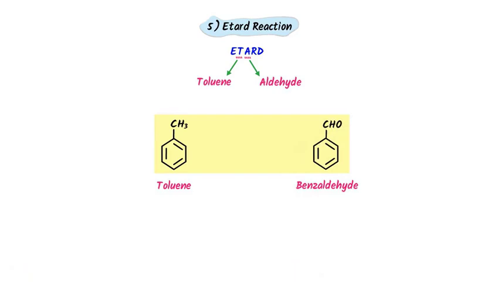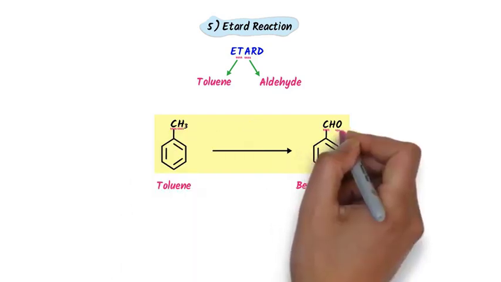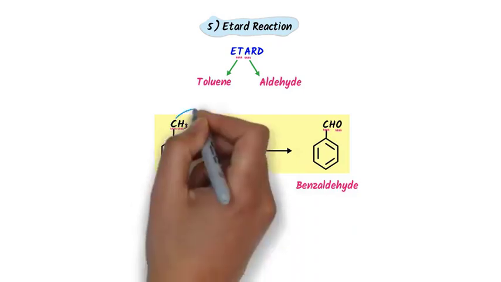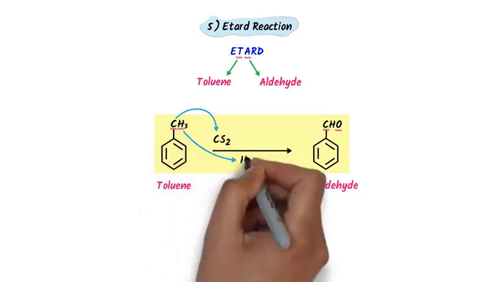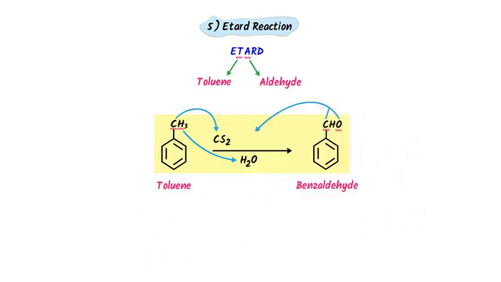But wait a minute, it is not that simple. We need to put some ingredients or reactants in between. Well, I teach this easy trick. I select two atoms from toluene and two atoms from benzaldehyde. This carbon reminds me of CS2. This hydrogen reminds me of H2O. This CO reminds me of CrO2Cl2 or chromyl chloride. Thus, in the Etard reaction, we convert toluene to benzaldehyde. Note down this important reaction.